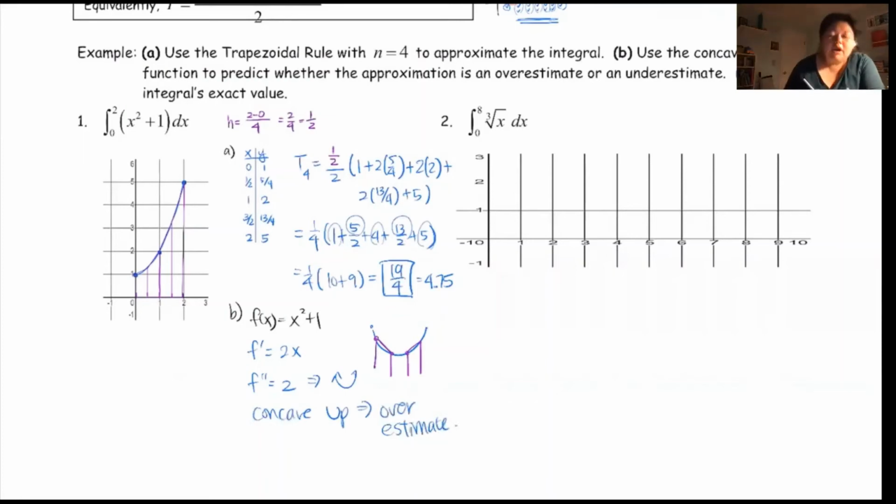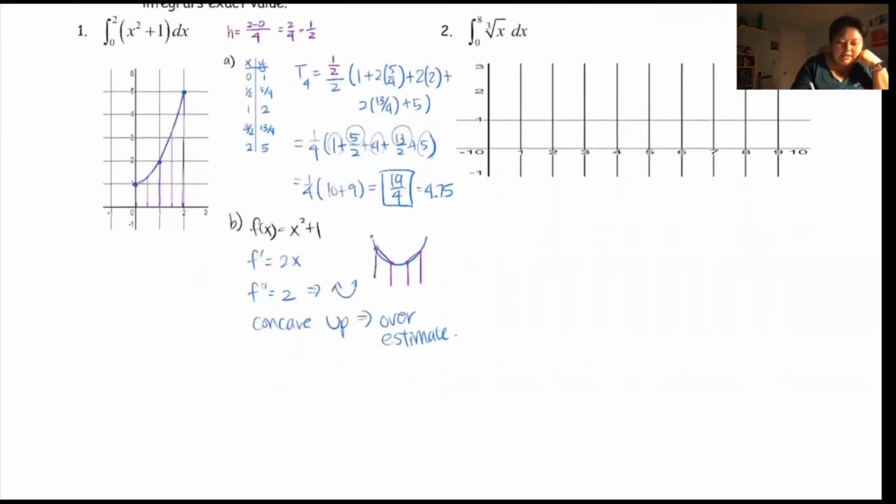Okay, so that means our answer should be bigger than my integral. All right, so let's see. That's what part C is. Part C says, actually figure this out. Figure out your integral and see what you get. So integral from 0 to 2, x squared plus 1 dx.